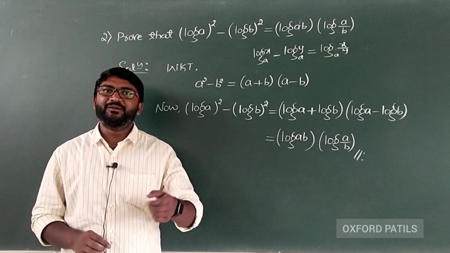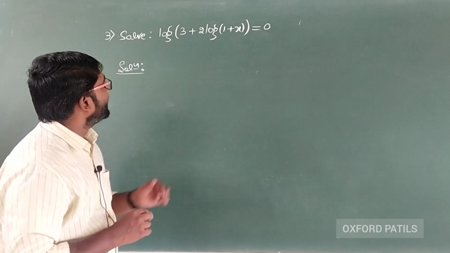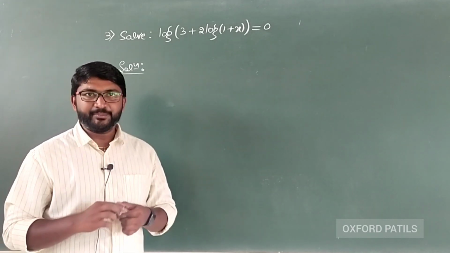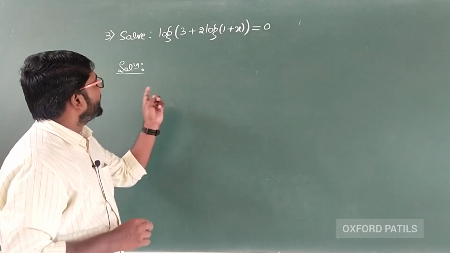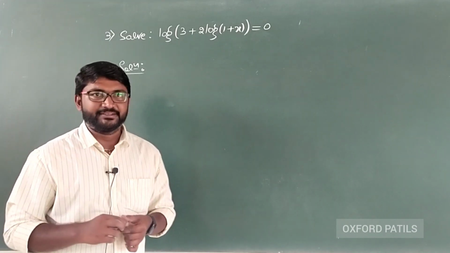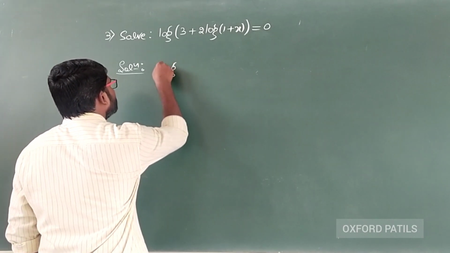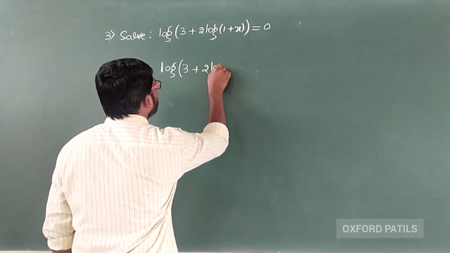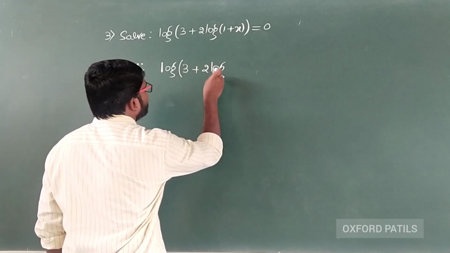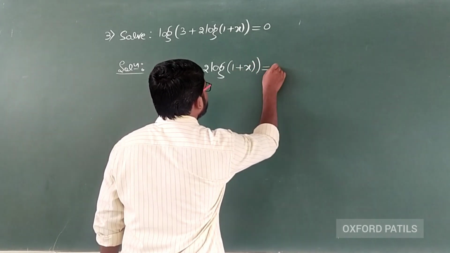Note this down and then we'll take up question number 3. Question number 3: solve log into the bracket 3 plus 2 times log 1 plus x equal to 0. Solve means we will have to find the value of x. So write the given question now: log of (3 plus 2 times log of (1 plus x)) equal to 0.